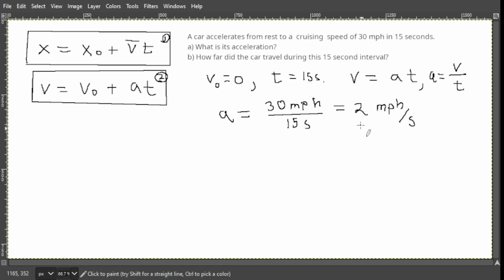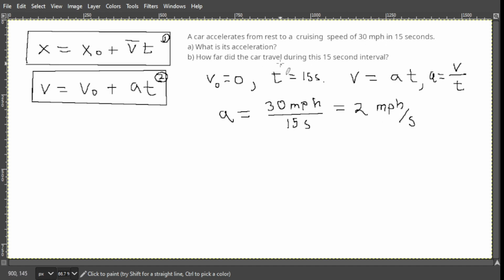What does this tell us? This tells us that the car is gaining velocity at a rate of 2 miles per hour per second. So that means every second it's going 2 miles per hour faster than it was the previous second. So here it's going to take 15 seconds. That's actually quite a long time. That thing is really going slow to accelerate to 30 miles per hour.